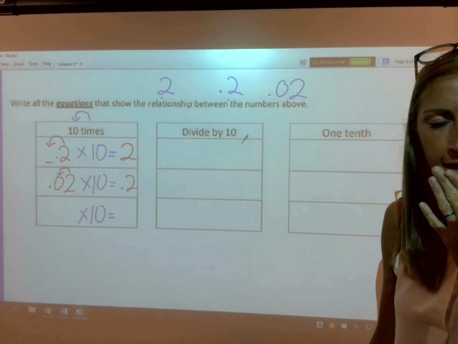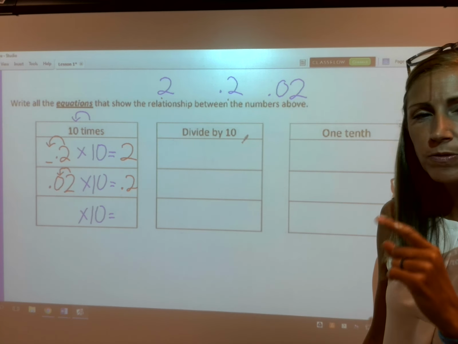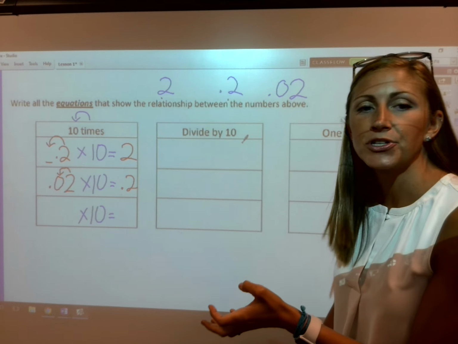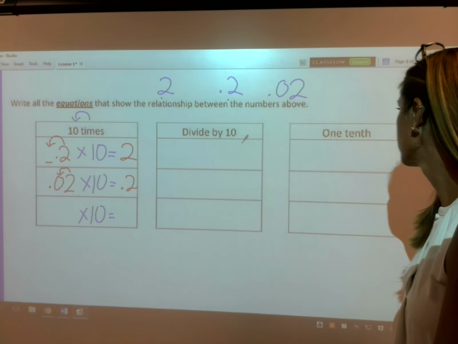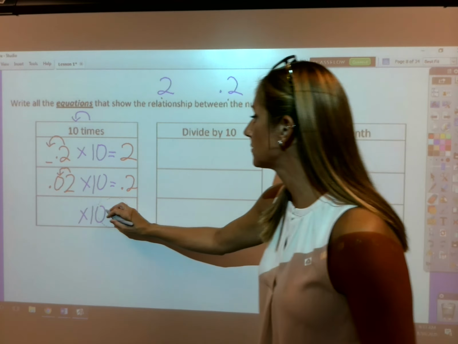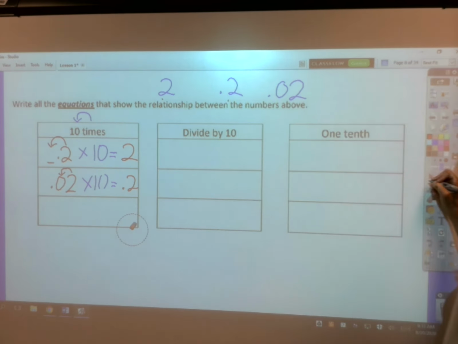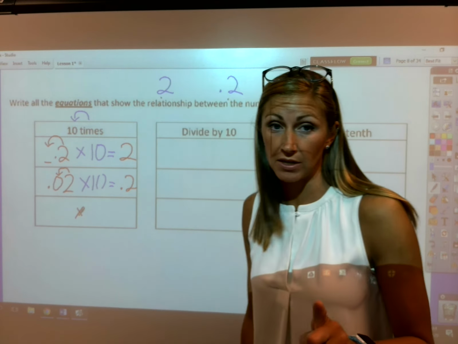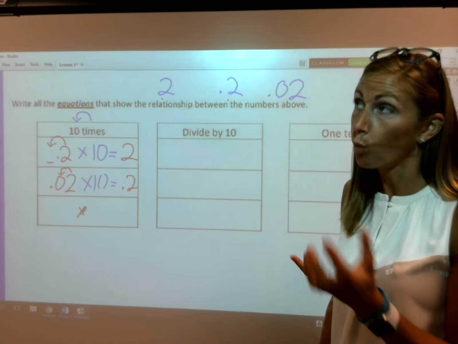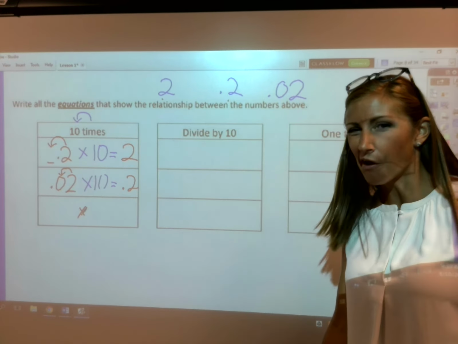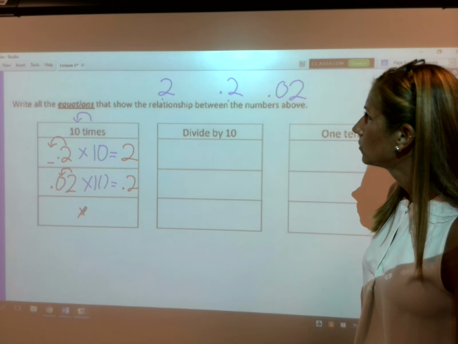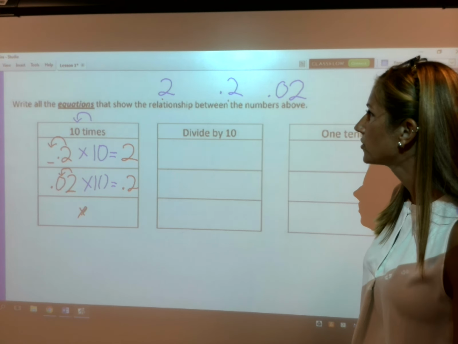Well, it couldn't be times 10. We've used all options times 10. But is there another possibility for multiplying? This is an advanced question for what we're doing. I wouldn't say hard, but for what we're doing. What other equation could we make?